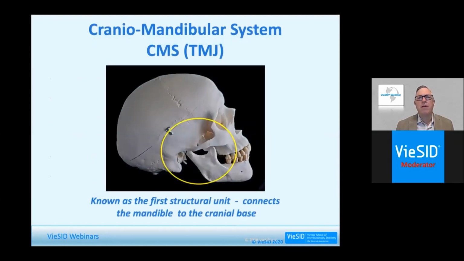Our final part of the cybernetic model to define is the first structural unit, the cranio-mandibular system, or CMS. It refers to the structural unit that connects the mandible to the cranial base. It includes the bony structures of the jaw and the extended and passive centering and protective ligaments with the active centering musculature.